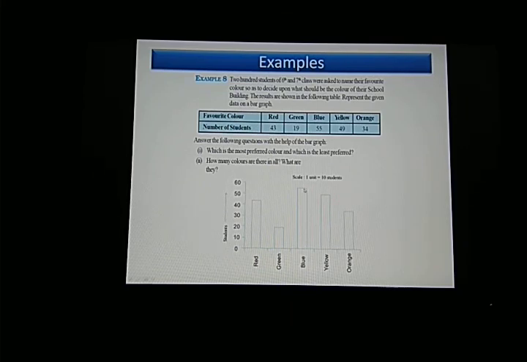Which color is most preferred? Obviously this one, since this building, you can see it's not a building, it's a bar. This bar is the tallest, so this value represents the blue color. So obviously the answer will be blue. Next one, how many colors are there in all? What are they? This is very easy. There are 1, 2, 3, 4, 5 colors in all, and the names you should write: red, green, blue, yellow, orange.